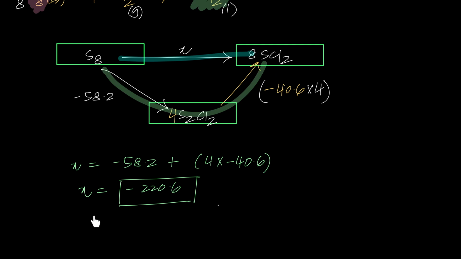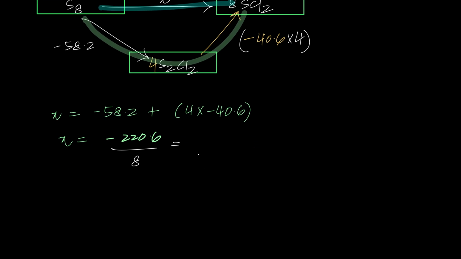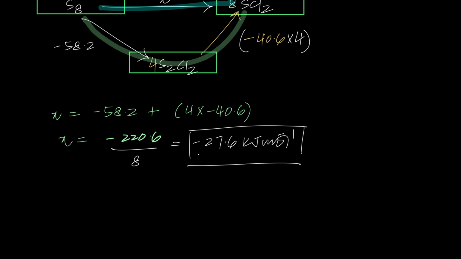What should I do with this enthalpy change? It's for 8 moles. I need it for 1 mole. Shabash, what should I do with it? Help me out. I want it for 1 mole. Divided by 8. That's it. So what do you get, sir? Minus 27.6 kilojoule per mole. This is the enthalpy change of formation, right?